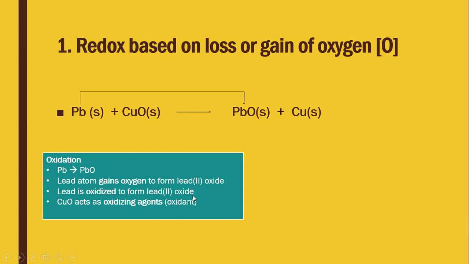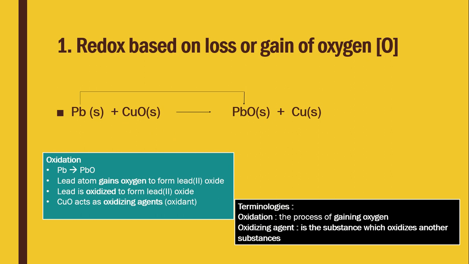Okay, and then the other reactant will become the oxidizing agent. Since this is the process of oxidation, it means the other reactant is the agent that causes the oxidation process to happen. We call it the oxidizing agent, or another name is oxidant. Okay, very simple.